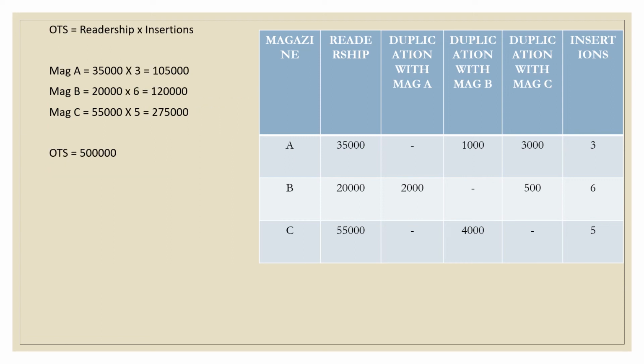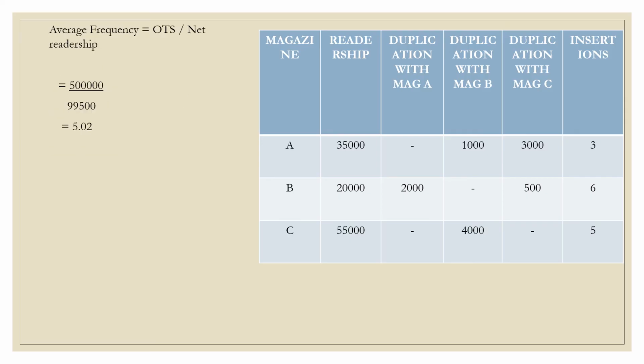The next thing we need to find is OTS, or opportunity to see. The formula for that is readership multiplied by insertions. We look at the readership column. We have magazine A, 35,000, multiplied by our insertions, which are 3. You get your answer. In the same way, magazine B, 20,000 multiplied by 6, and magazine C, 55,000 multiplied by 5. We add all three magazine answers together and we get our opportunity to see, or OTS.